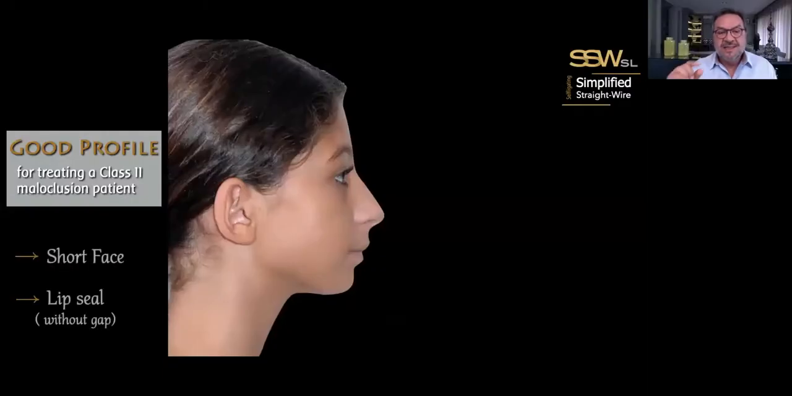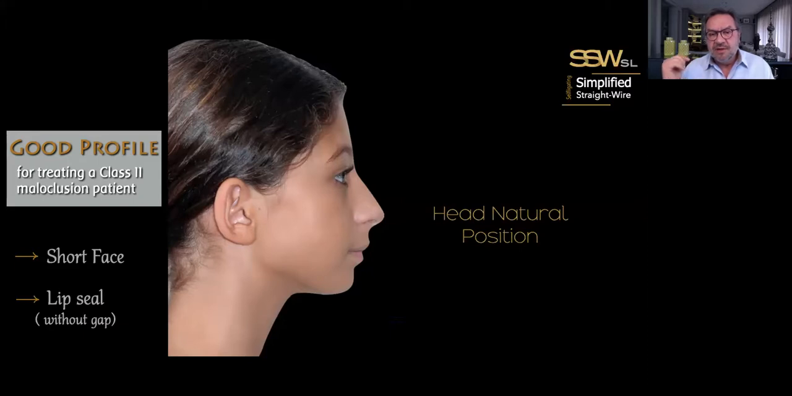Malocclusion because she has a short face. I mean, the lower facial height is decreased. And the special characteristic is lip seal. She doesn't have a gap in the anterior, in the labia, the lips, okay? But today we are going to show many more clinical cases than the other.